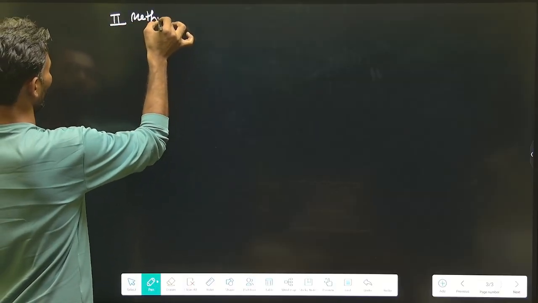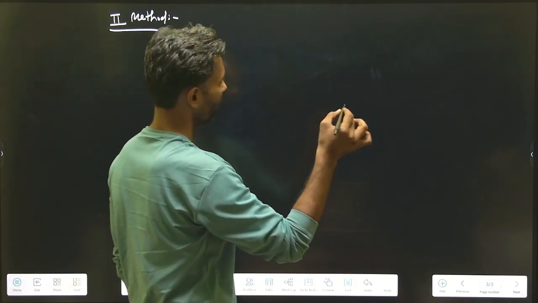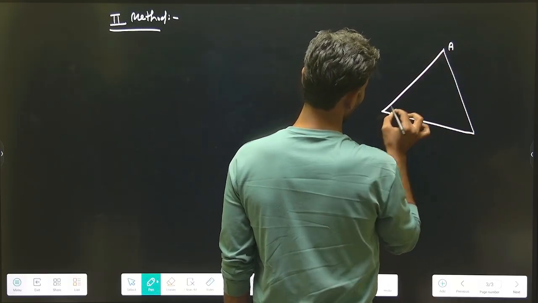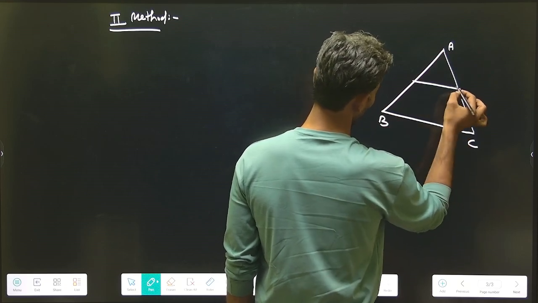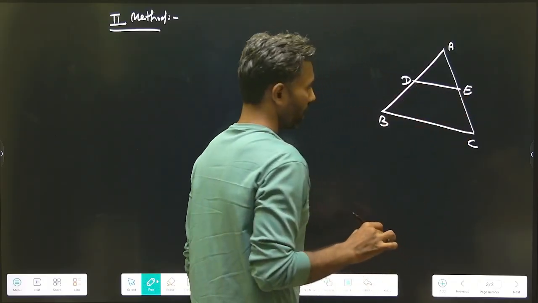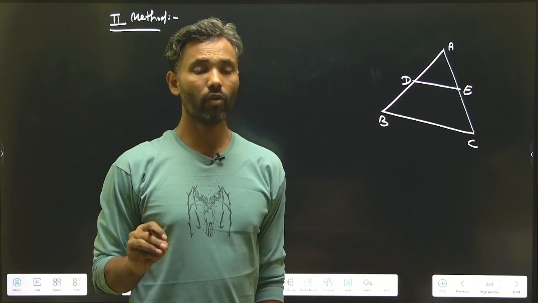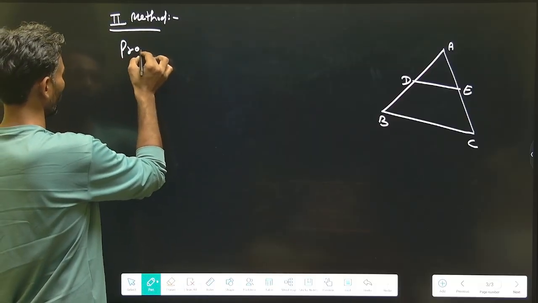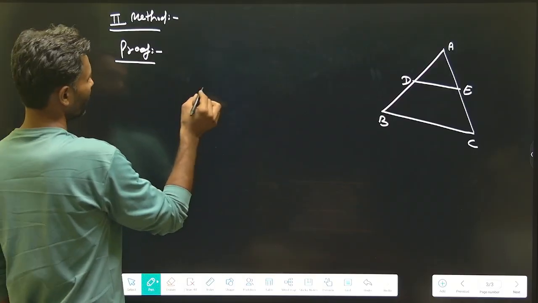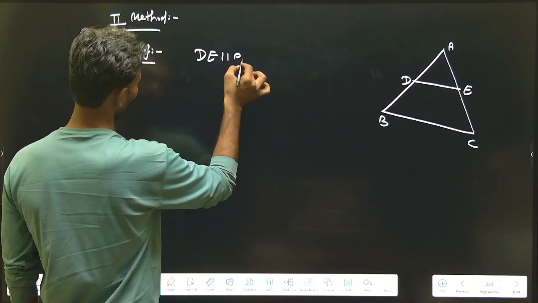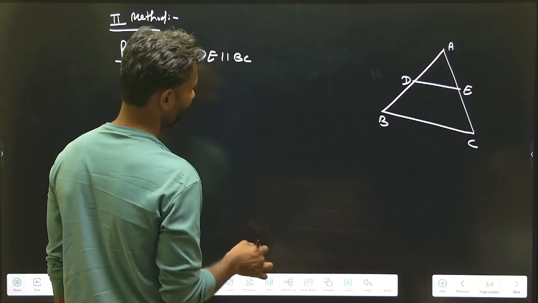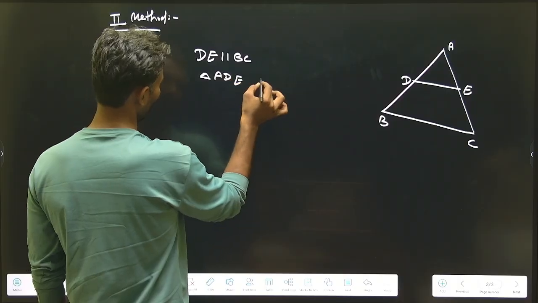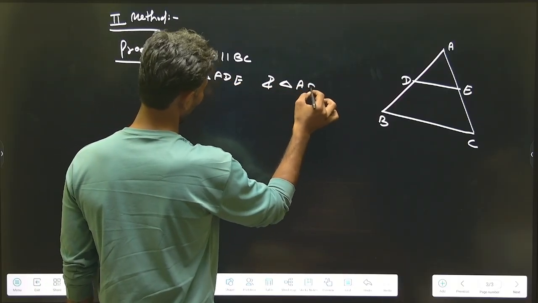To prove it by the second method, I'm going to draw the diagram again. There is a triangle ABC, and DE is parallel to BC. In the second method we don't need to do any kind of construction. If DE is parallel to BC, we are talking about two triangles: one is triangle ADE, another is triangle ABC.